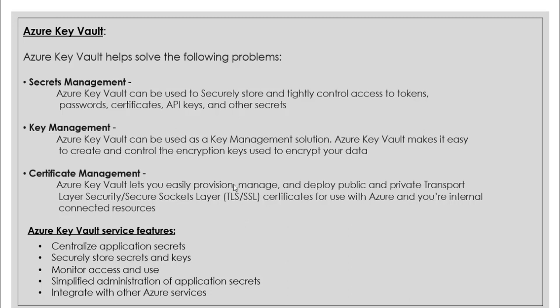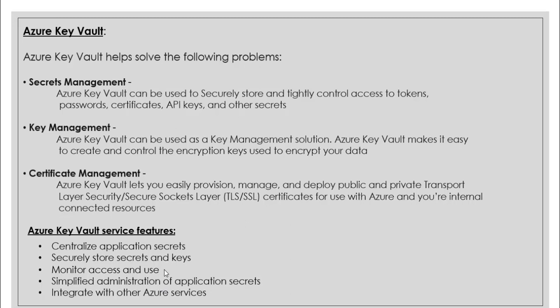So what are the features? If you talk about Azure Key Vault features, it's a centralized application secret store. It can securely store secrets and keys. As we all know, it does secret management. It can monitor access, so who is accessing and things like that, everything you can monitor. It can simplify administration of application secrets. So all your application secrets can be easily administered in Azure Key Vault.